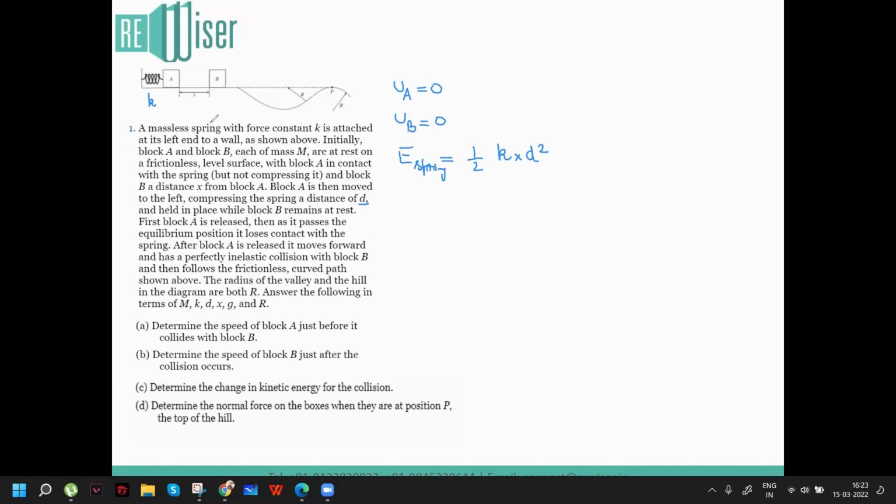Moving ahead, we understand that when block A is released, the entire energy of the spring is converted to the kinetic energy of body A. And obviously body A will collide with body B as shown. And the collision is a perfectly inelastic collision. The keyword perfectly inelastic tells us that the two bodies stick together after collision, and the word inelastic also specifies that energy is not conserved during this collision while momentum is. And they follow a curved path. The curved path for the valley and the hill both have a radius r.